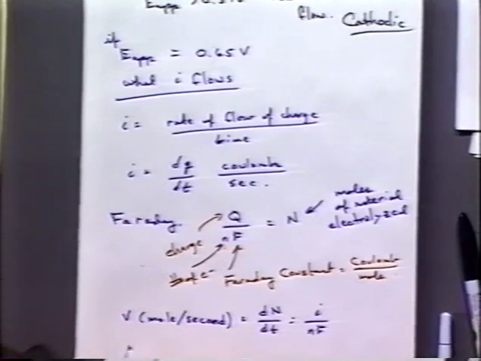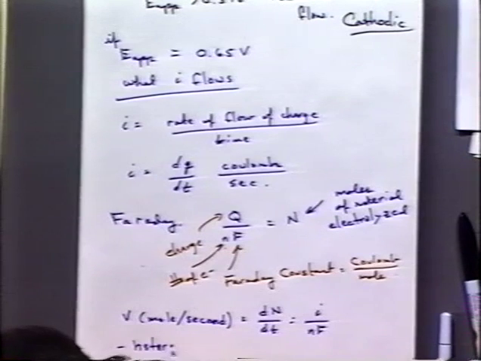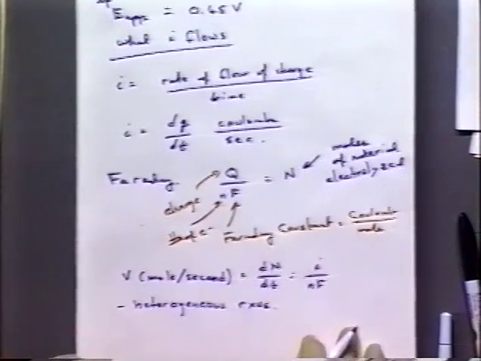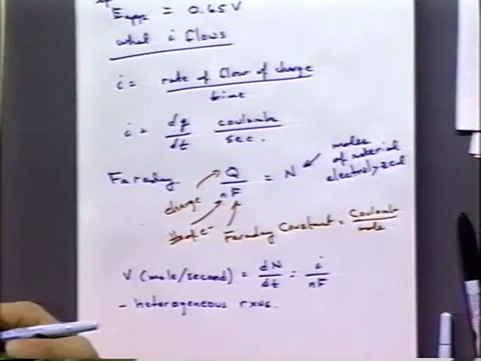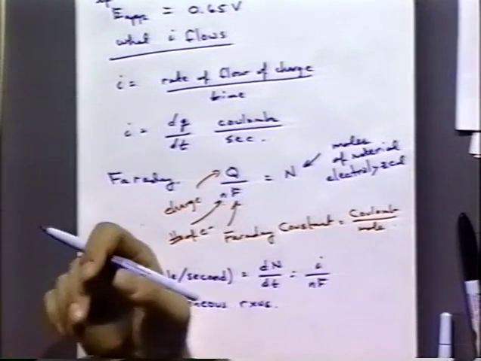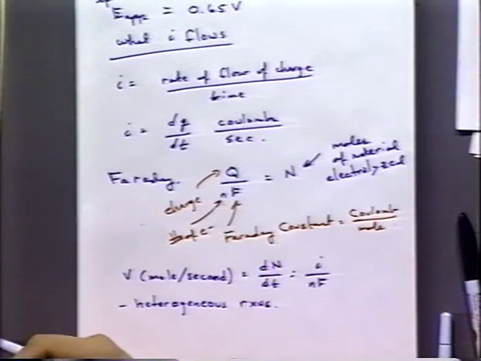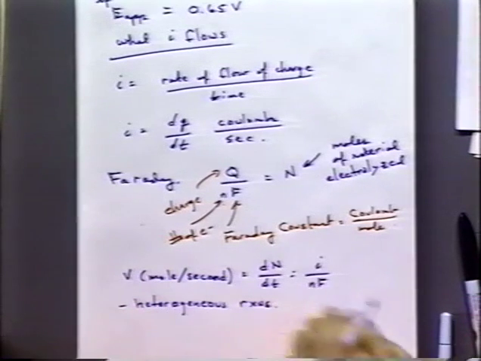Now this, of course, refers to heterogeneous reactions. In other words, ones that are occurring as a process of electron transfer at the interface, and not necessarily referring to homogeneous reactions that occur outside the electrode interface.